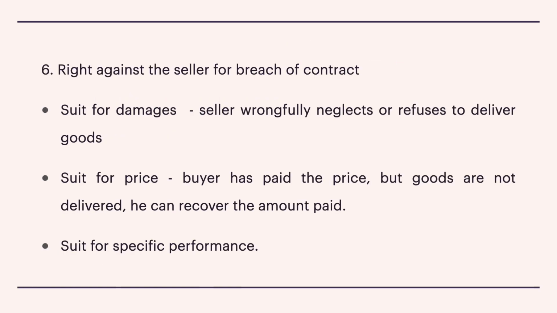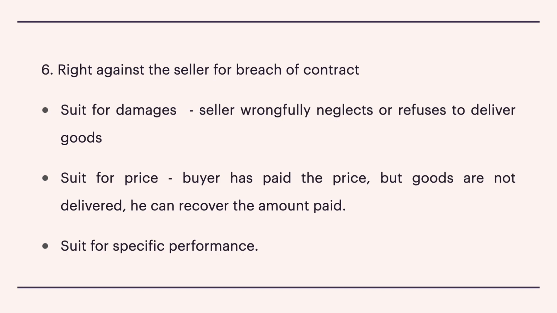Number 6, the sixth right of the buyer is the right against the seller for breach of contract. We already looked at what a breach of contract is. It is cancellation or termination of contract. Number 1, suit for damages.